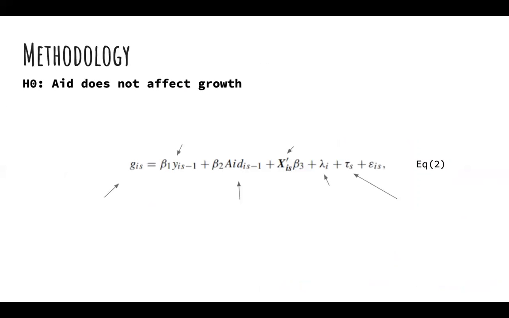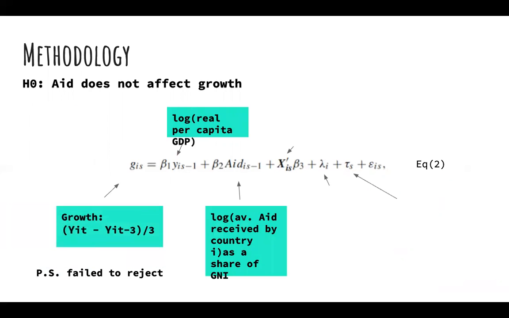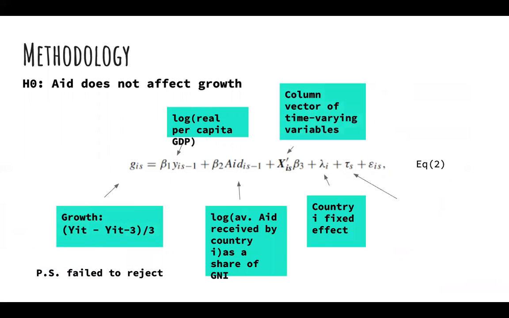The authors postulated the following model in order to test the null hypothesis. And the null hypothesis is aid doesn't affect growth. So here we can see the regression model where the dependent variable is growth. And growth here is the average log difference of real GDP per capita of country i in period s. Y here is the log of real per capita GDP.